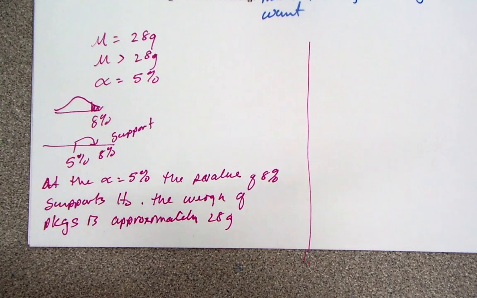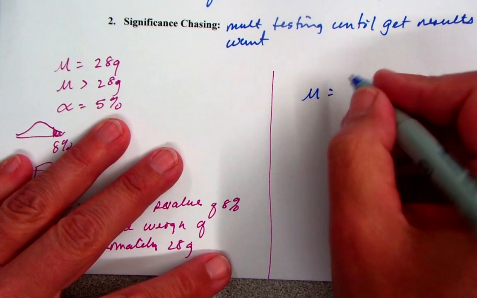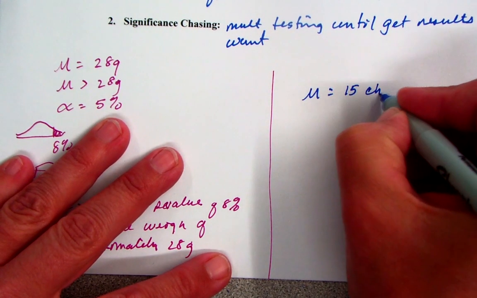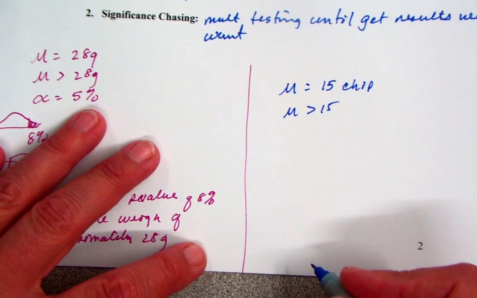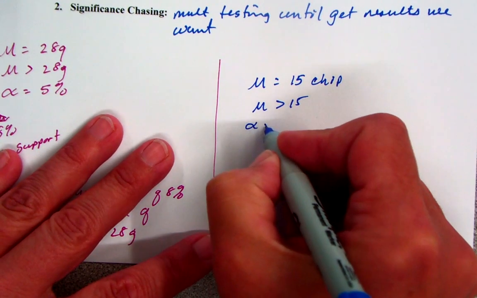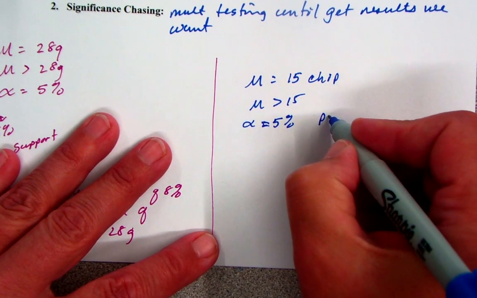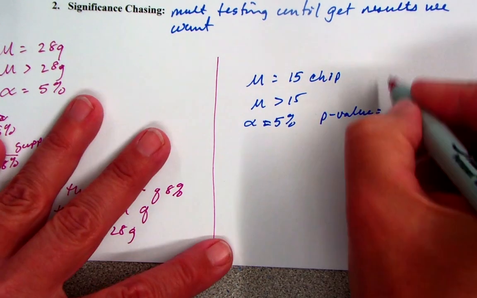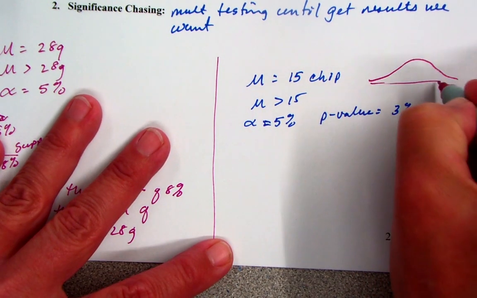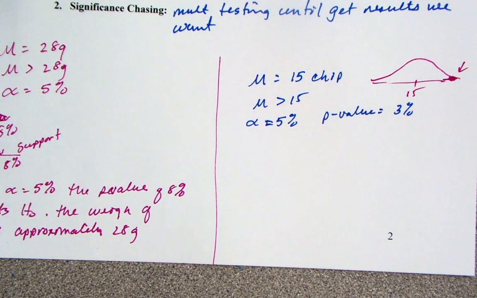Another example, let's suppose I've got my chocolate chip cookies. We were advertised that there were supposed to be 15 chips in each cookie, and I'm assuming they're going to give me more because there are a lot of chocolate chip cookies out there on the market. We're going to always use this. That's always just going to be a given, but you have to state it. And let's suppose I find my p-value to be 3%. As a picture, if this was 15 chips, maybe I'm way out here, and that's 3%.